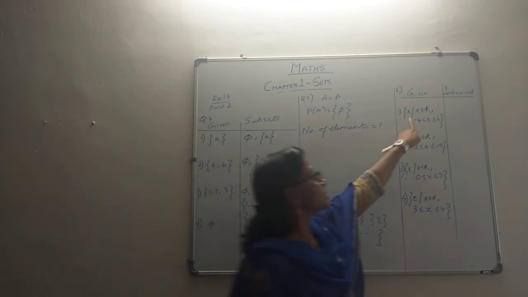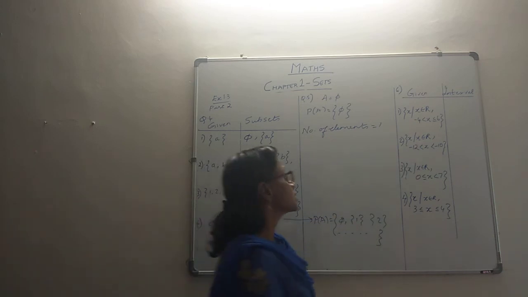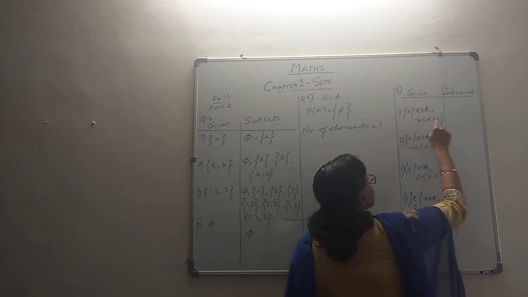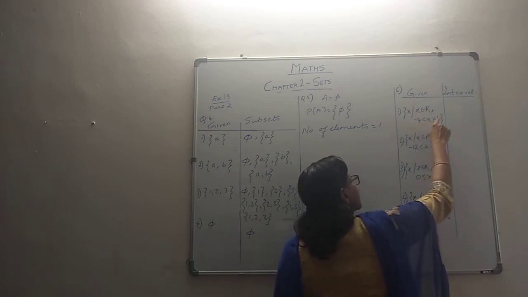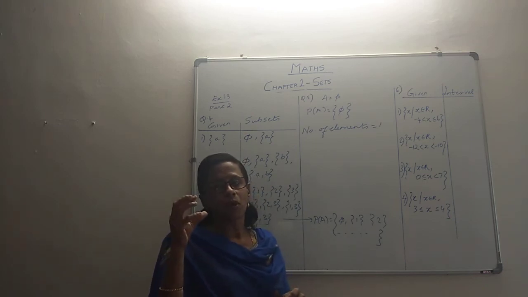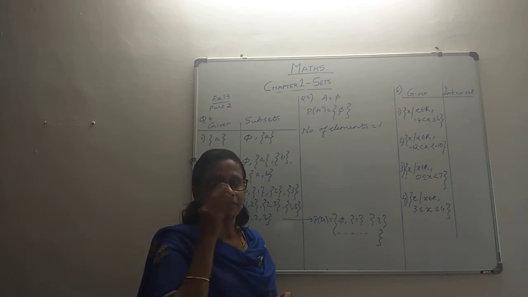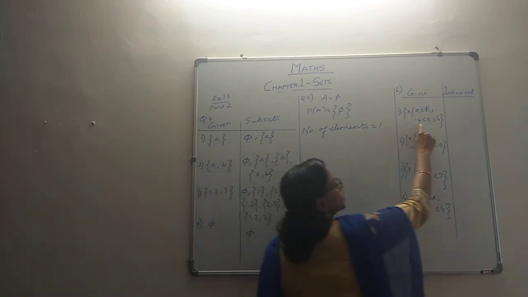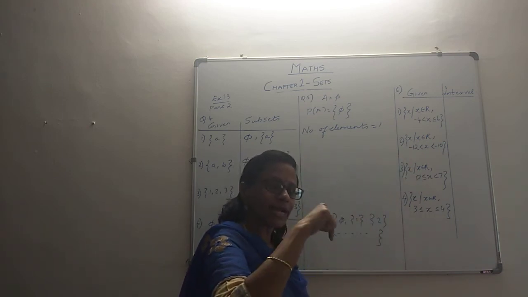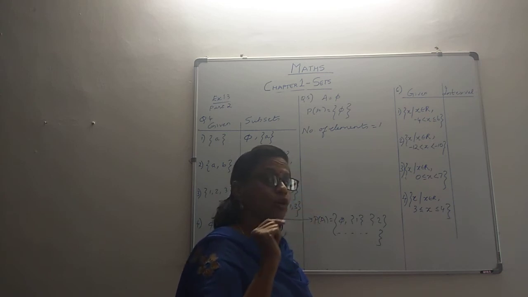Let's look at this first example. X is a set of all real numbers such that minus 4 is less than X, and X is less than or equal to 6. That means whenever a point is included in the interval, we write it by a square bracket. When there is a strict inequality, we write it by a round bracket. And this round bracket is called an open interval. The square bracket is called a closed interval.